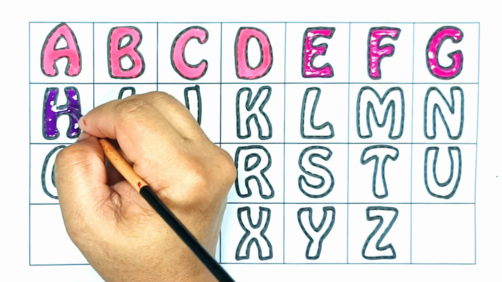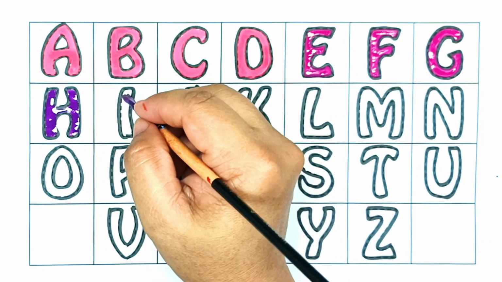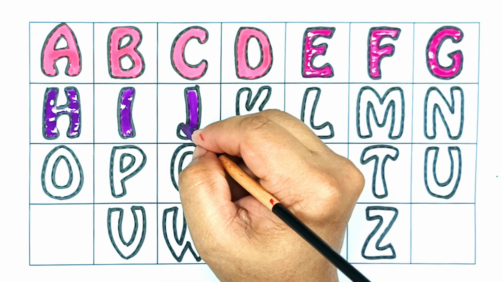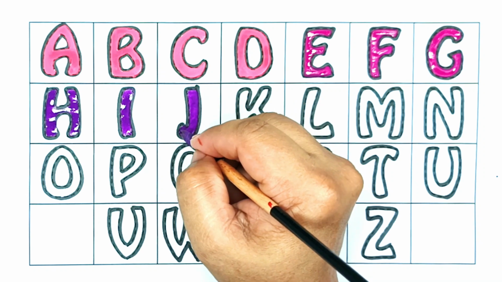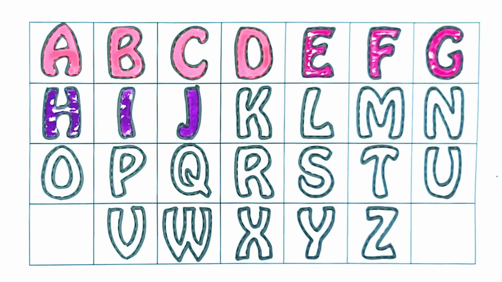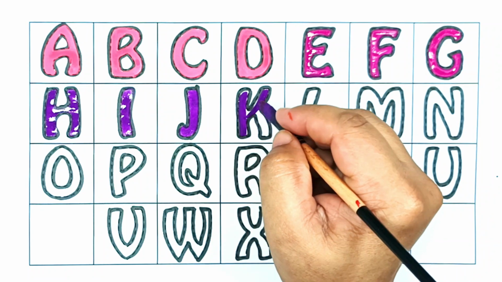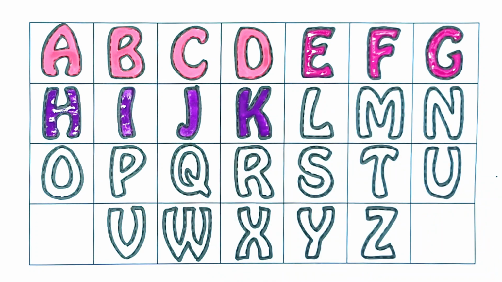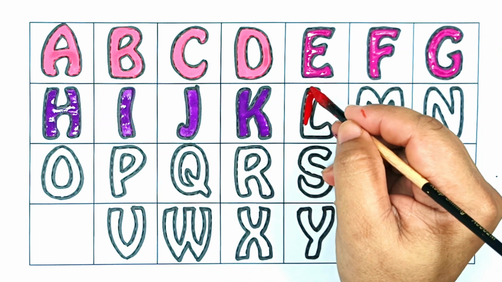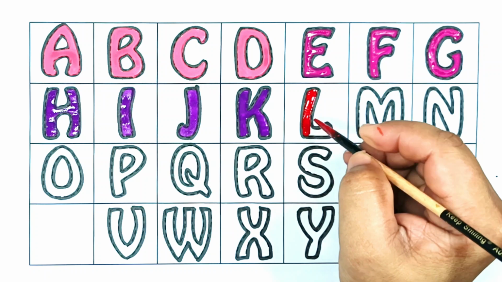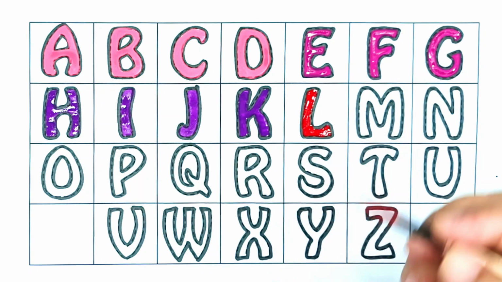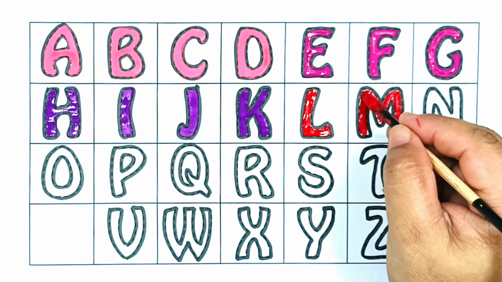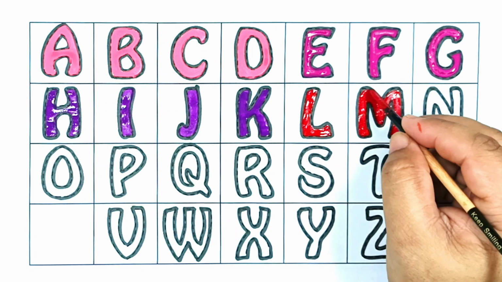H for hat. I for igloo. J for jam. K for kite. L for lamb. M for man.